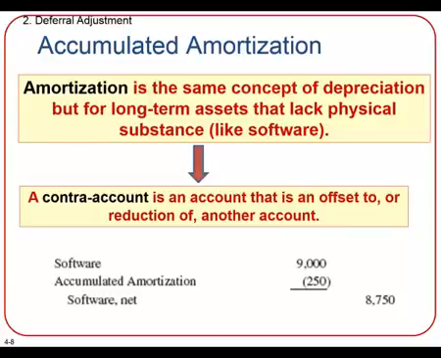Now, similar to depreciation, amortization is the concept that applies to using up long-term assets that lack a physical substance and have a limited period of usefulness. And software is constantly being upgraded, it becomes obsolete. So software has a limited period of usefulness. And to show that some of this usefulness is used up this period, part of the software needs to be transferred to an expense this period. So to show that, we'll do another deferral adjustment.